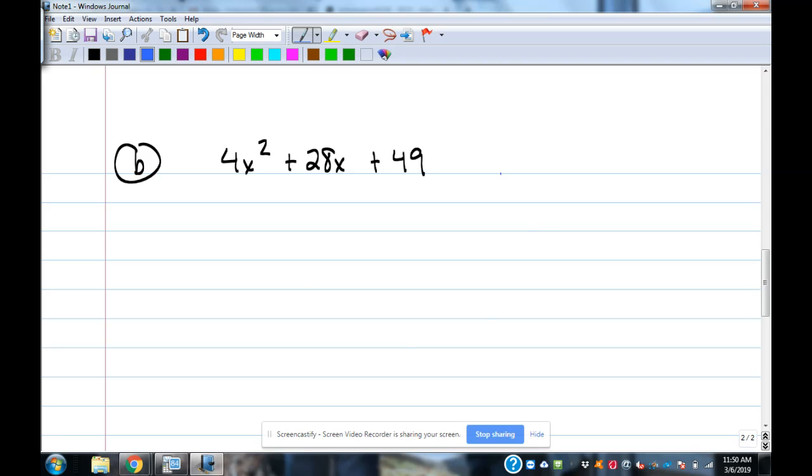So when we do our x here, what's the top number? Not 49. Remember, to get the top number, you got to take front times back. 4 times 49 is 196. And then what goes on the bottom? The 28. Okay, so we need numbers that multiply to be 196 and add to be 28.